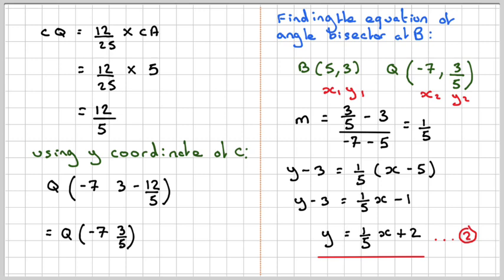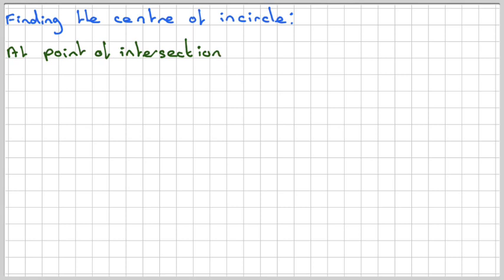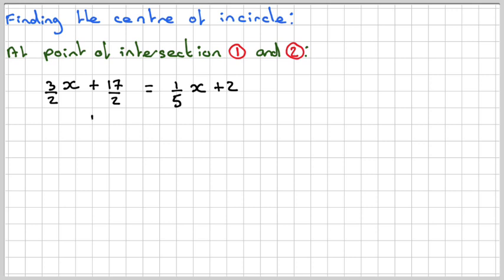If we find where equation 1 and 2 meet, we'll find the centre of the circle, as I said at the initial point. So at the point of intersection of 1 and 2, we're going to have that 3 over 2 x plus 17 over 2 is equal to 1/5 of x plus 2. This is just a linear equation. So 13 over 10 x is equal to minus 13 over 2. I found the fraction button on the calculator very, very useful in this problem. And therefore x is minus 5.